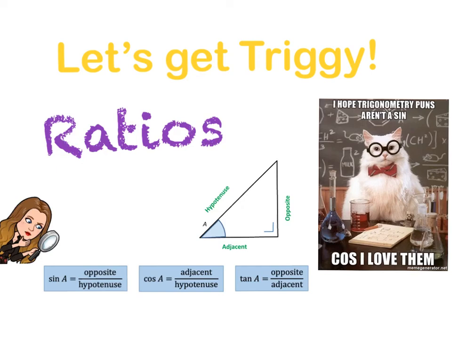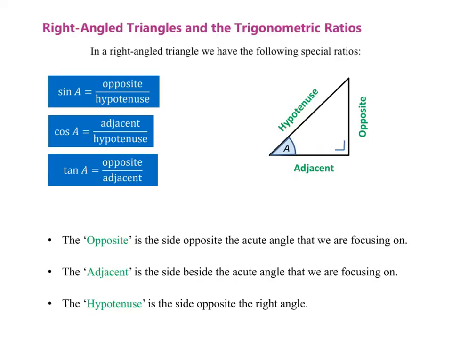This video is going to look at the trigonometric ratios of sine, cos and tan. The important thing to remember here is that you only use these trigonometric ratios in a right angled triangle. And it's very important that we know how to label a right angled triangle in order to use these ratios.